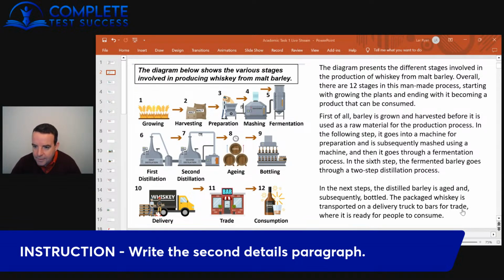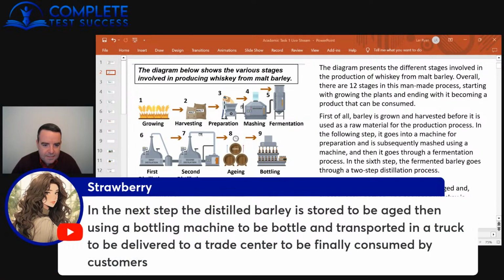In the next step, the distilled barley is stored to be aged, then using a bottling machine to be bottled. Next step, the distilled barley is stored to be aged, then using a bottling machine, it is bottled, and then transported on a truck to be delivered to a trade center to be finally consumed by customers. Yeah, that all works. So there were a few things that I changed.